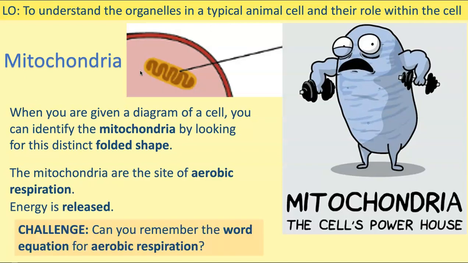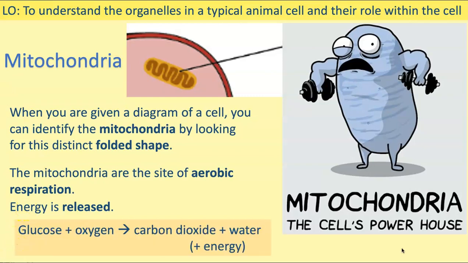Pause the video now and see if you can remember the word equation for aerobic respiration. You will have covered this in Key Stage 3 science. Okay, so the word equation for aerobic respiration is here. We've got glucose and oxygen reacting to form carbon dioxide and water. I've put energy in brackets here because energy is released during this reaction. It is not a product, okay? We don't produce energy, it's released.